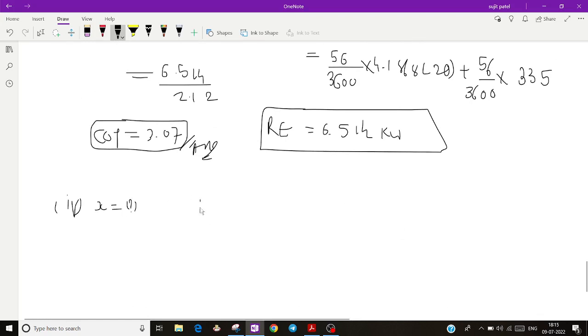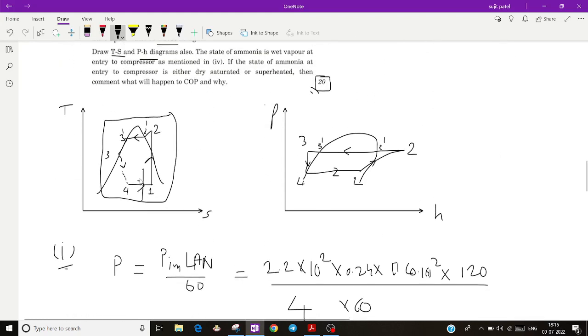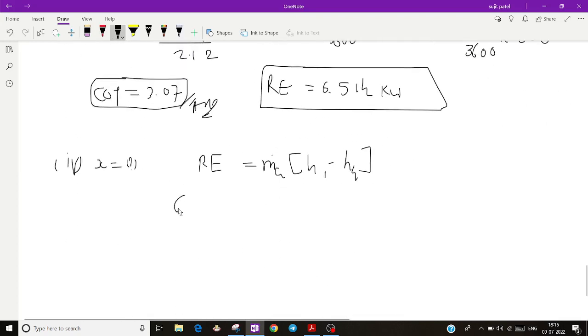So we know the refrigeration effect we are getting from the amount of heat rejected by water to become ice. That has been taken by the refrigerant ammonia: mass of the ammonia times H1 minus H4. From the TS diagram you can say that H1 minus H4 is in the evaporator section, this much. So the refrigeration effect is 6.514. Ammonia mass flow rate is 0.414 kg per minute, so we have to divide by 60 to convert to kg per second.